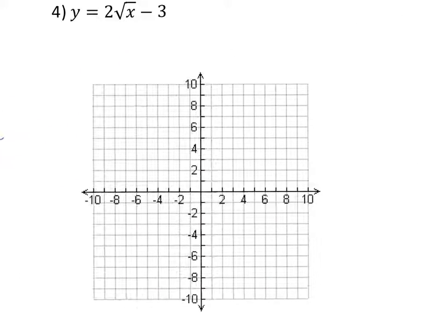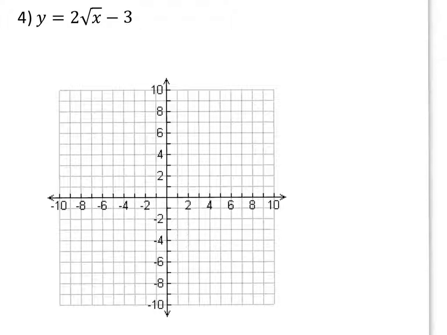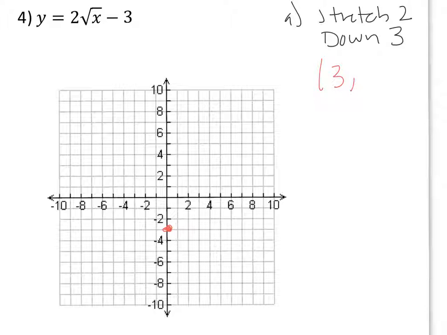And last, but not least, I see two things going on here. So my transformation: I see it multiplied by a 2, so this is going to be a stretch because it's larger than 1. And also the 3 is on the outside, the back side, so it's going to go down 3. So that's going to help me know my vertex. If I move down 3, here's where my vertex is. And I'm going to plug in, let's do 3. I'm going to plug 3 into my equation. So this is what I am solving for to figure out what my y value is.